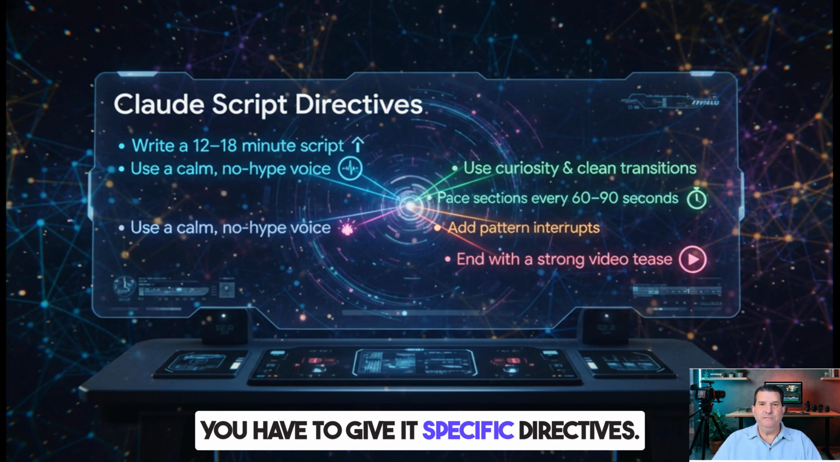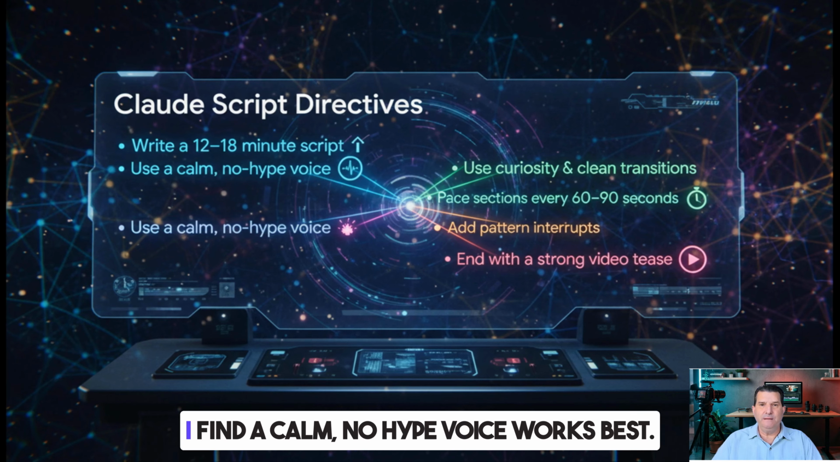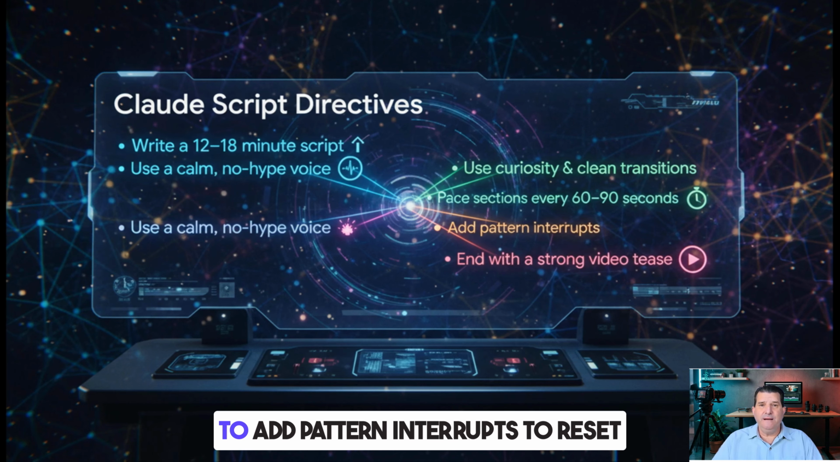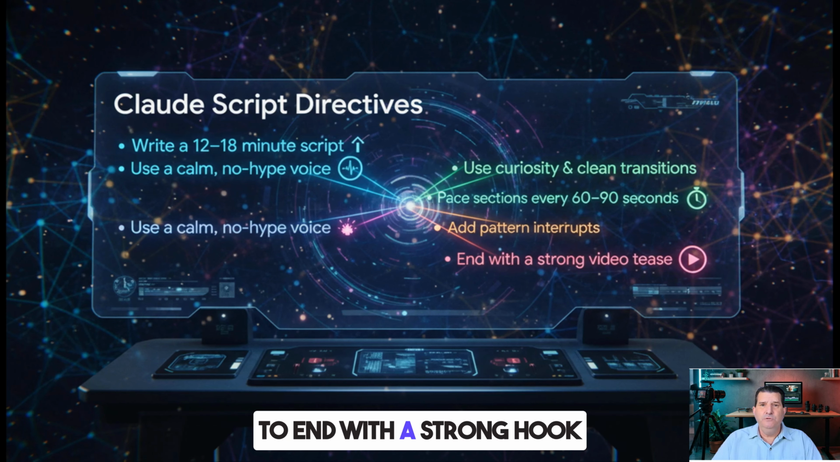You have to give it specific directives. You're the director. You set the length, the tone. I find a calm, no-hype voice works best. And the structure. You tell it to add pattern interrupts to reset viewer attention, and really important, to end with a strong hook for whatever's coming next. You're directing the AI to write for a human audience.